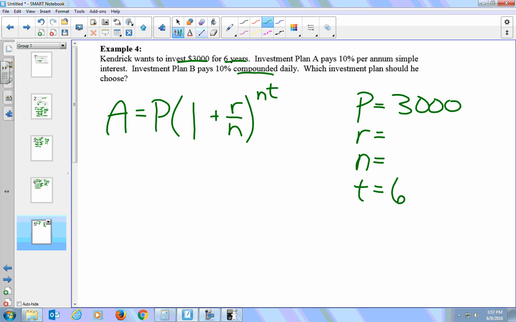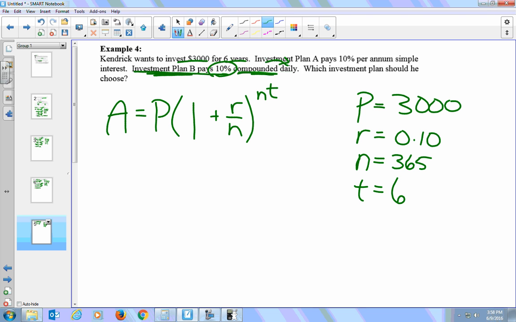Investment plan A pays 10% per annum simple interest. Investment plan B pays 10% compounded daily. So right now, because we just jumped straight into the compounding, we're calculating investment plan B. Okay, so our rate is 10%, so 0.10. Compounded, that's our indication that we have to use this formula right here. So compounded daily, and there's 365 days in a year, so 365.